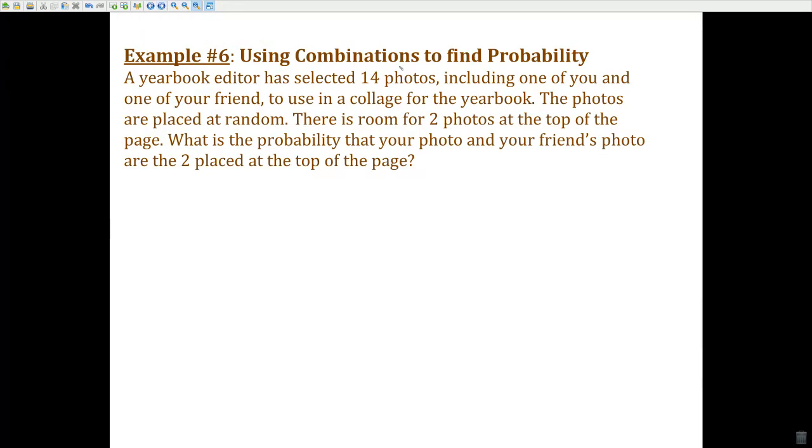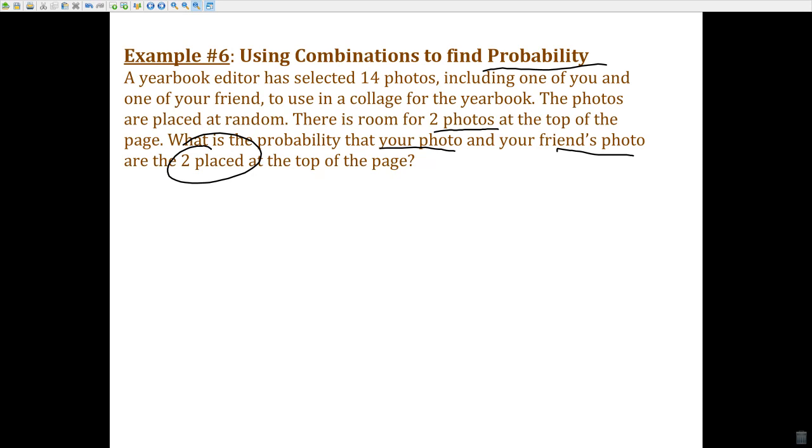Ooh, this one's another probability one. Your yearbook editor has 14 photos, including one of you and one of your friends, to use in a collage for a yearbook. Photos are placed at random. There are 2 photos at the top of the page. What is the probability that your photo and your friend's photo are going to be the 2 placed at the top? Whew, let's see.